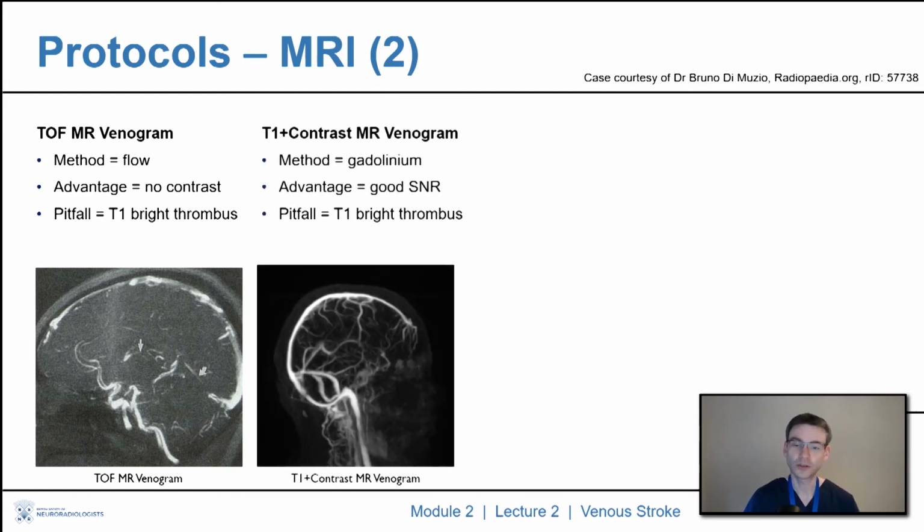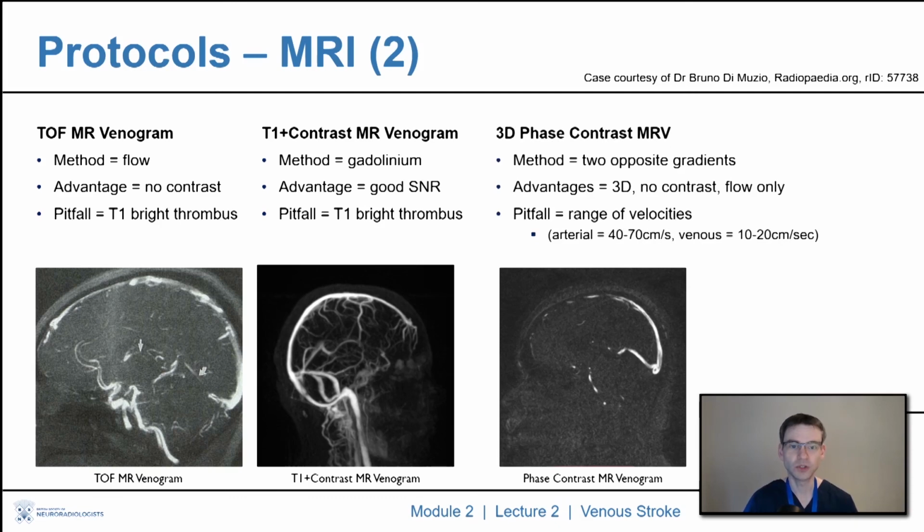We could do a contrast-enhanced MR venogram using a T1 weighted sequence. Here we are giving contrast, we've got a good signal to noise ratio, but again, if the thrombus is bright on T1, it's also going to be bright in the post-contrast study, and that could be a pitfall with interpretation there. So many places will use the phase contrast MR venogram, which can give you some beautiful 3D images that you can reformat.